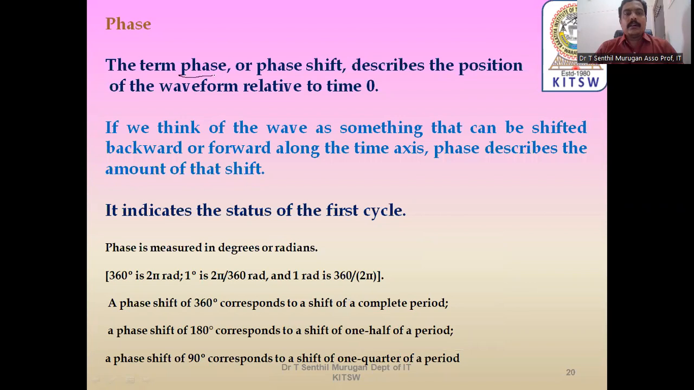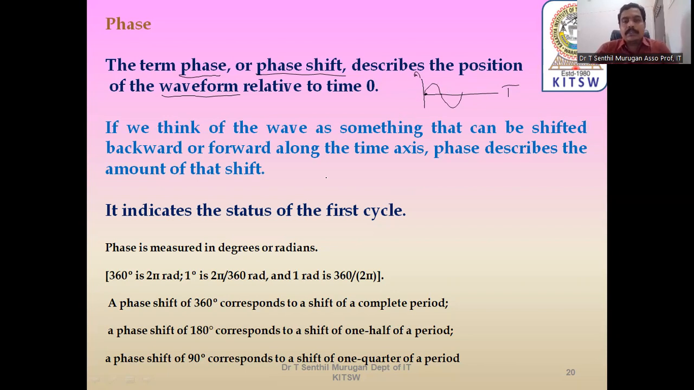The term phase or phase shift, both are the same. Phase or phase shift describes the position of the waveform relative to time zero. We know this is the time, this is the amplitude. So how is the waveform starting? This is the position of the waveform at time zero. According to how the waveform is there, we can say the phase.